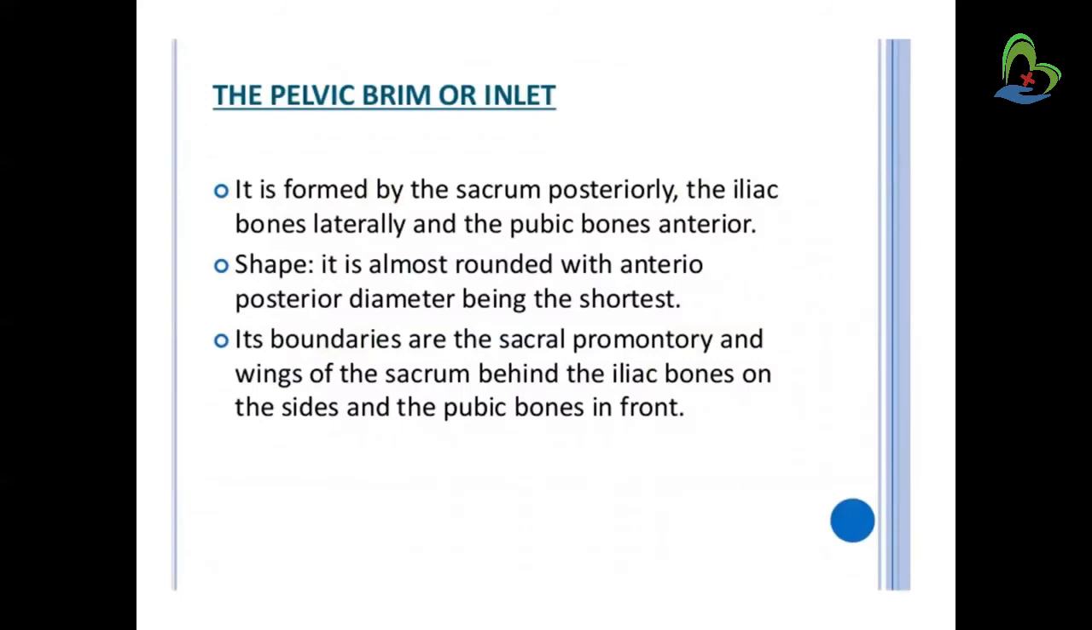Now the pelvic brim, also known as the pelvic inlet. It is formed by the sacrum posteriorly, the iliac bones laterally, and the pubic bones anteriorly. So in the posterior view, it is formed by the sacrum, in the lateral view, it is formed by the iliac bone, and in the anterior aspect, it is formed by the pubic bones.